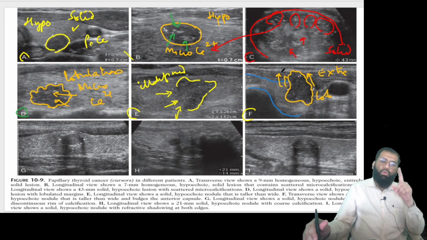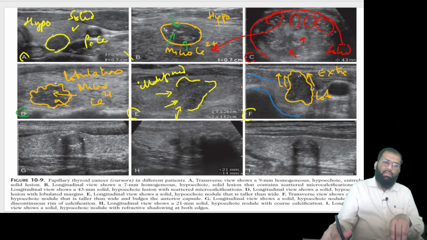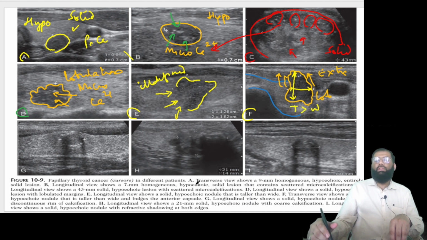Okay. And the most important feature which I want you all to see in this image is, you see the height of this is more as compared to the width. So this is taller than wider. This is taller than wider. So this is again a feature of a malignant lesion. This turned out to be papillary CA.